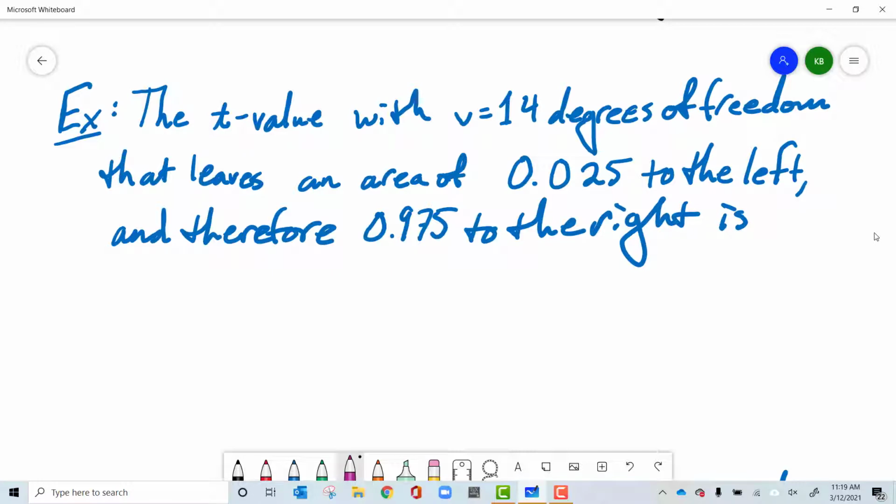So let's take a look at an example of this. Say we want the t value with v equals 14 degrees of freedom that leaves an area of 0.025 to the left, and therefore 0.975 to the right. You get from one of those to the other just by taking 1 minus the 0.025. That gives us the 0.975. Now, when we're notating the t-values, we use a little subscript, and we subscript the area that we want to be to the right of the t-value that we're finding. So this is saying I want the t-value that has 0.975 to the right.